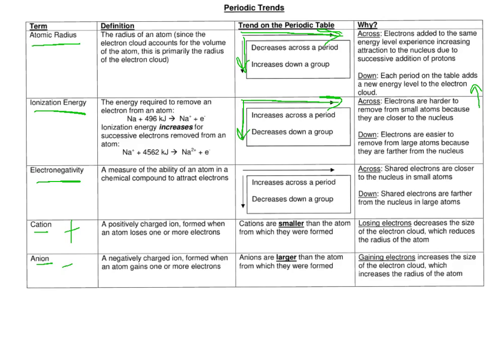With electronegativity, this is a measure of the ability of an atom in a chemical compound to attract electrons. We say it's a nucleus's ability to attract shared electrons to itself.